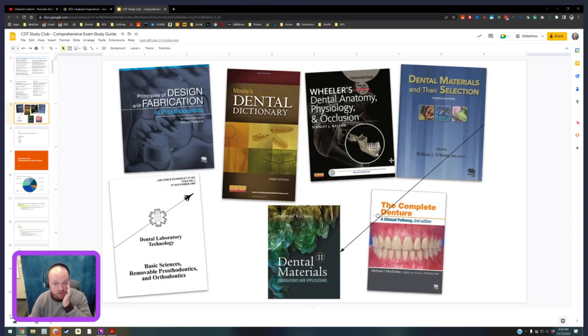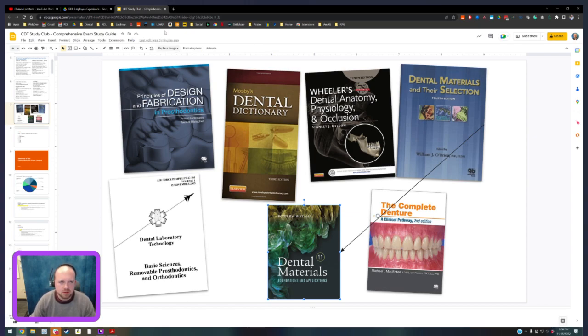We're using all the reference points, with the notable exception of, we have this book right here, Dental Materials and Their Selection, but we actually have been substituting in Dental Materials, Foundations, and Applications. And also this one right here comes with some nice online access. So if you do grab yourself a copy of that on Amazon for cheap, you get to use their online sources.